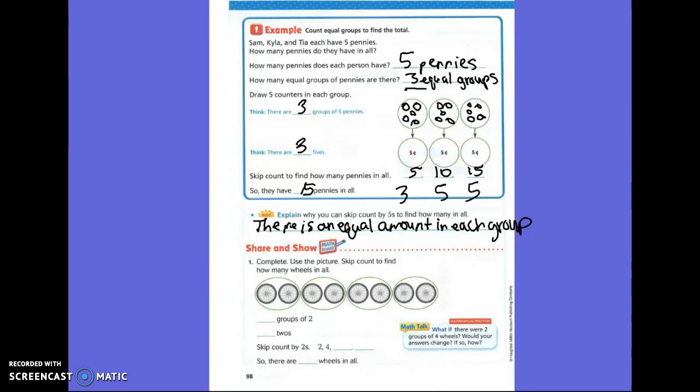Okay. So in order to multiply, guys, you have to have the same number in each group. Like, if you have 2, 2, and 2, that's the same amount. But 2, 1, and 7, no. If you have different numbers in the groups, you cannot multiply. You just have to add. And you cannot skip count either. You can't skip count if you have different amounts, because when you skip count, you have to skip count by the same number over and over again.